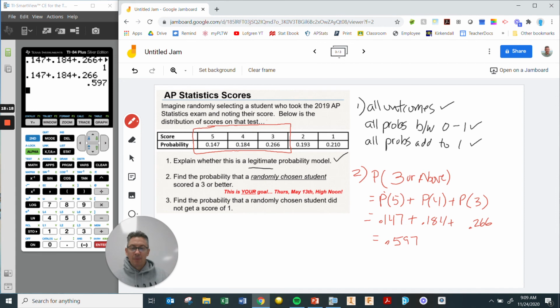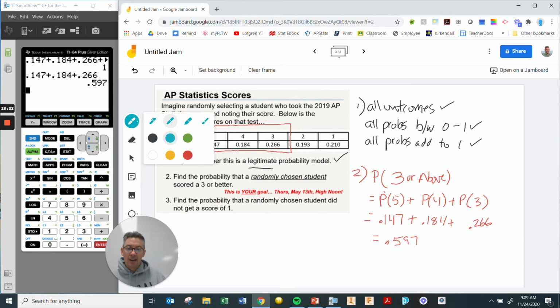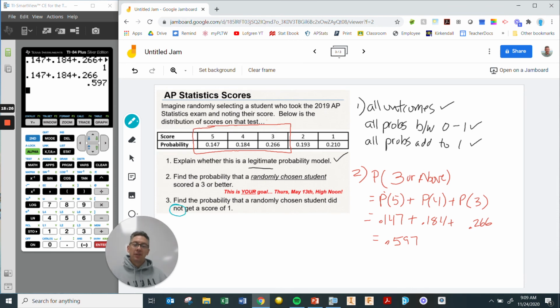Okay, final question, number 3. Find the probability a randomly chosen student did not get a 1. So notice it's a not problem. So the probability somebody did not get a 1. Well, one way to do this, the probability that you did not get a 1, which I'm going to symbolize this way, that's 1 complement. Remember, 1 complement means anything except for 1.